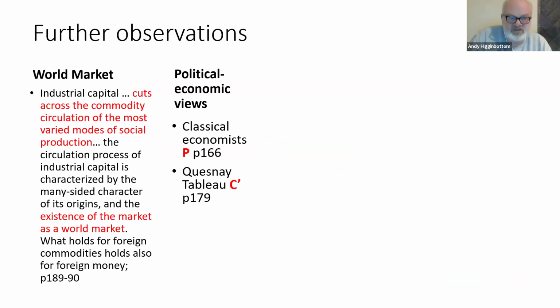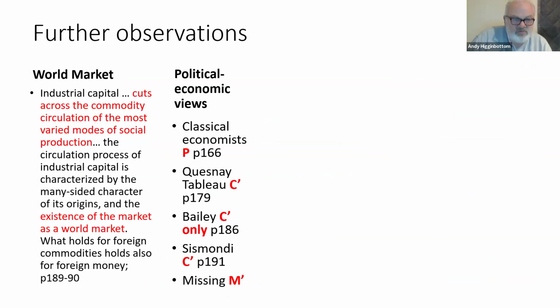These further observations from Marx towards the end of this chapter are very interesting, right? He does return to the issue of the world market. And the fact is that industrial capital can bring in commodities from all over, and it can sell commodities to all over. So the question of the world market, both as selling into industrial capital and buying from it, is an important issue in Marx's time.